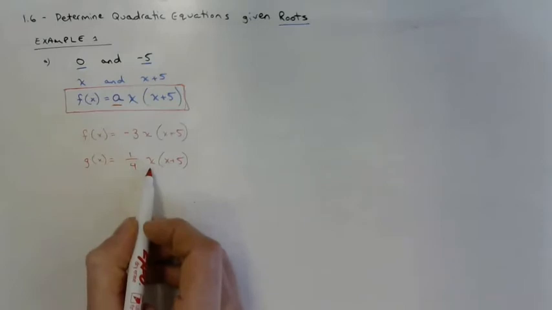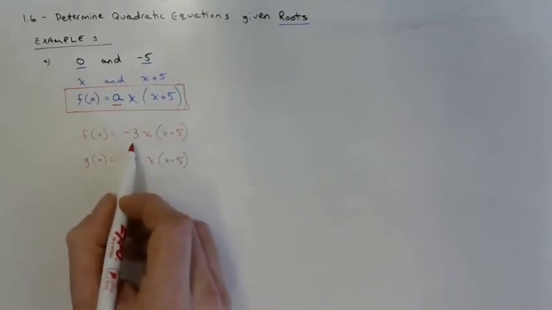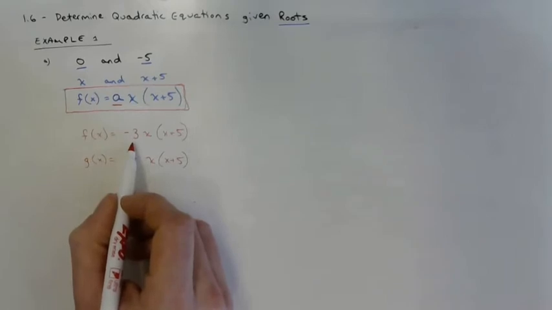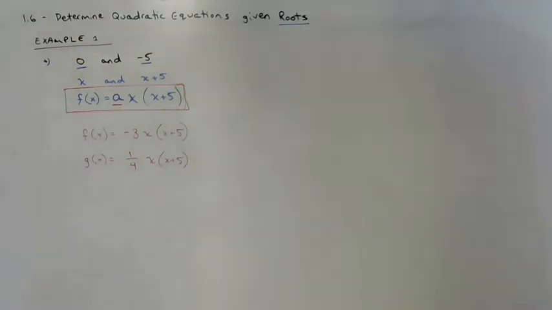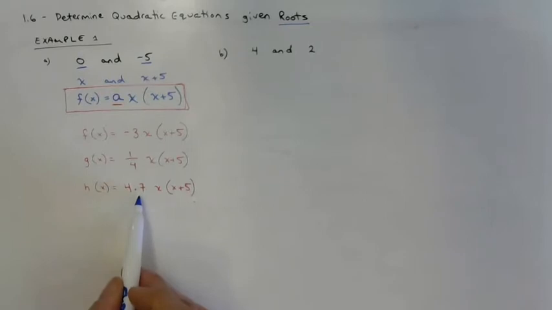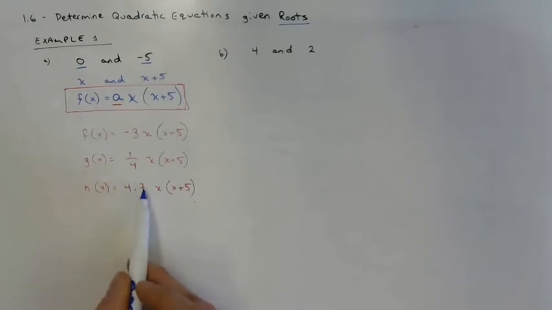Let's say g of x, and let's make it 1/4 times x times x plus 5. It has the same zeros, the same factors will give it the same zeros, but the first one is stretched and upside down. This one is compressed. It's really fat and wide and right side up. Okay? Go ahead and come up with your own third example, and then we'll carry on. Okay, my third example was h of x equals 4.7 times x times x plus 5. Okay? It has the same roots, but it has a different stretch compression reflection.